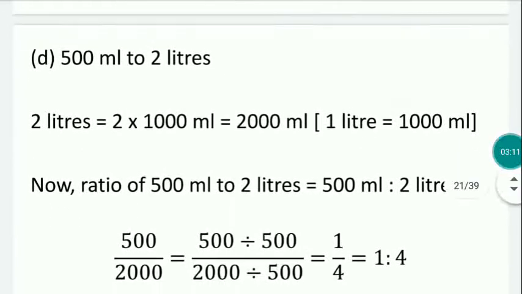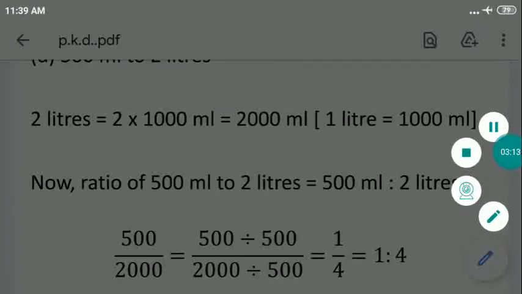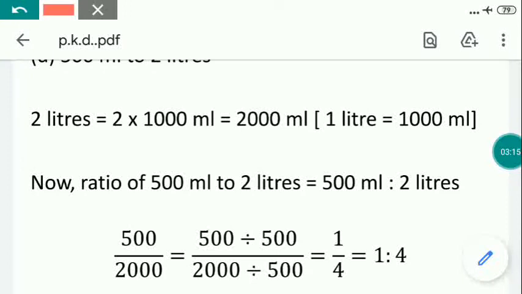Now D, 500 ml to 2 liter. So these both quantity given in different unit, ml and liter. Now we convert liter into ml. We know that 1 liter is equal to 1000 ml. So 2 liter is equal to how many ml? 2 liter is equal to 2 into 1000, which is equal to 2000 ml.